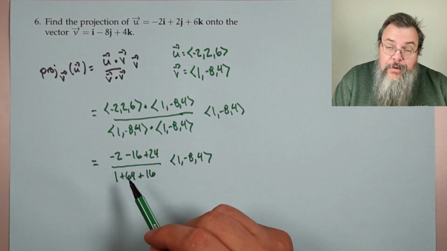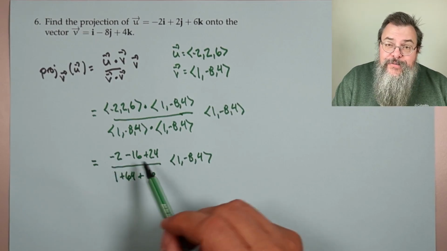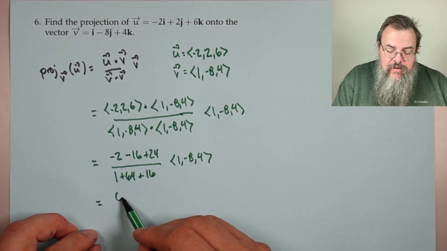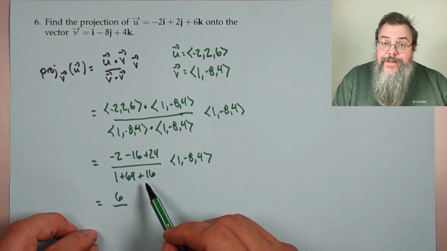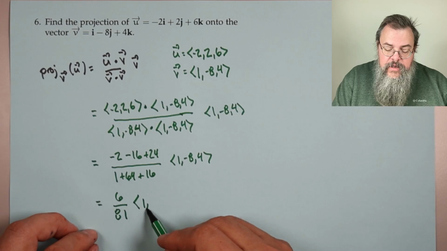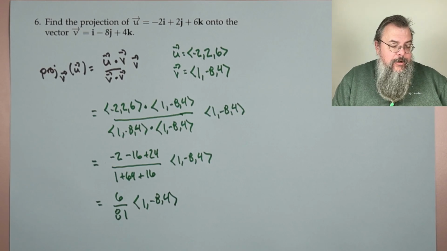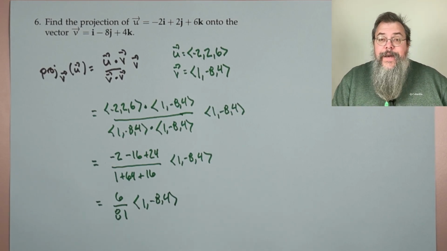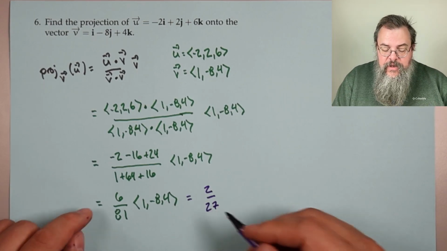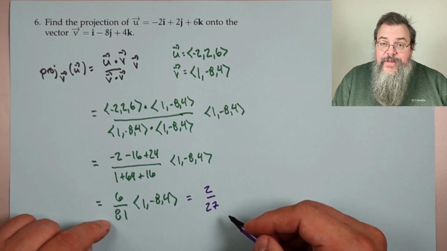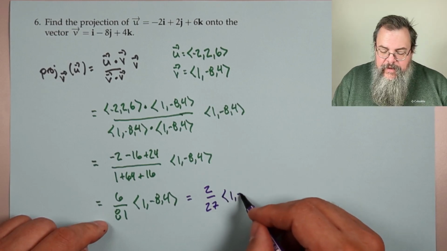Now, we're doing good. We're almost there. Minus 2, minus 16 plus 24. That's 24 subtract 18. That leaves us with 6. Downstairs, 1 plus 64 plus 16. Well, that's 81. And then times 1, negative 8, 4. And we can do a little bit more. Notice that 6 and 81 have a common factor of 3. So we can pull that out and say that's 2 over 27, right? 2 times 3 is 6, 27 times 3 is 81. And we just have that.